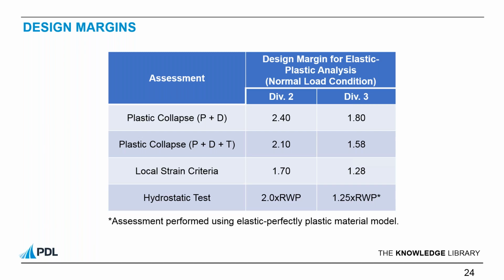Yeah. So this isn't the actual test pressure. This is the assessment pressure. Right. So in order to pass the assessment in Division 2, we need to achieve 2 times rated working pressure. That's against the physical test requirement of 1.5 times rated working pressure. Within Division 3, we essentially just need to meet or achieve the exact pressure that we're going to do on test. However, the conservatism is included by using an elastic perfectly plastic material model which has no strain hardening. So sorry if there's some confusion there. It's the assessment pressure rather than the actual physical test pressure.